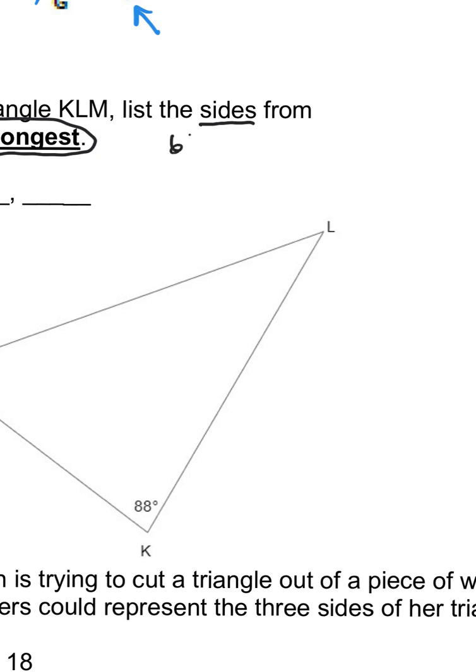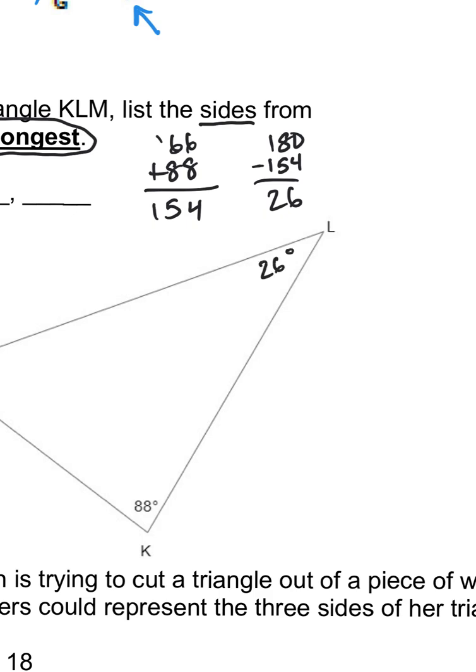So let's do 66 plus 88. And that's going to give us 154. 180 minus 154 will give us 26. So we just found that angle L up here is 26 degrees. Now that we know all three angles of this triangle, we can now determine which sides are the shortest all the way up to the longest, right?